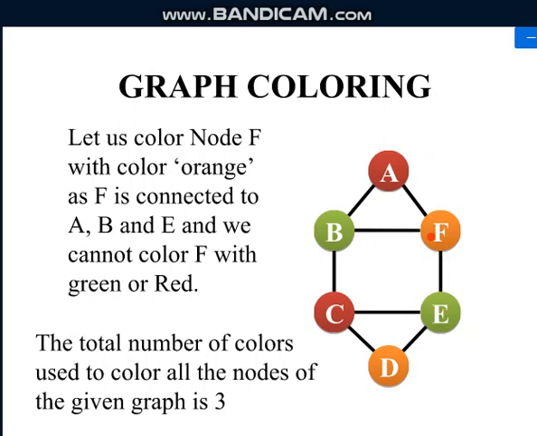Then we checked, okay, E is not connected to B, so we can have green color for E. And then we come to F. As F is connected to A, B and E, we cannot use the red and green colors for F. So we have applied the third color. So now the total number of colors used is 3. That would be the least number of colors that you can use for this graph. Okay, so now let us consider one more example.